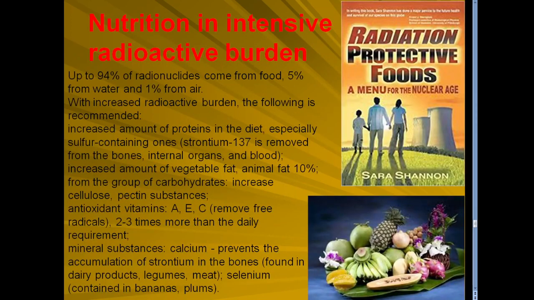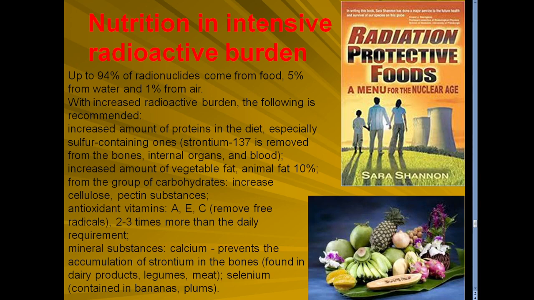Nutrition under intensive radioactive burden. This question became actual after the accident at the Chernobyl nuclear power station. Up to 94% of radionuclides come from food, 5% from water, and 1% from air.